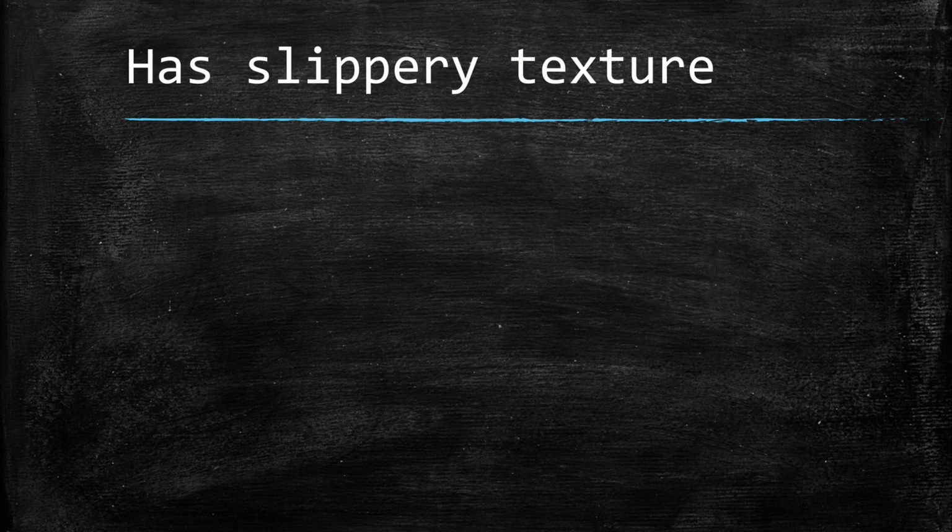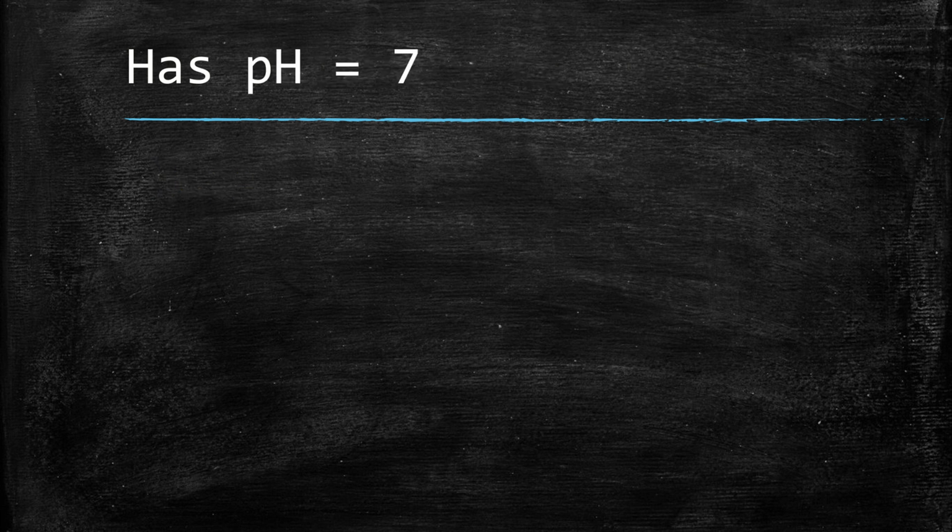Has a slippery texture. Okay, I mentioned it briefly, bases are things that we use to clean, soaps, other cleaning products. We will say bases have a slippery texture. Again, bases are used for cleaning. That's the way I want you to try to remember it. Has a pH equal to 7, that would be neutral.